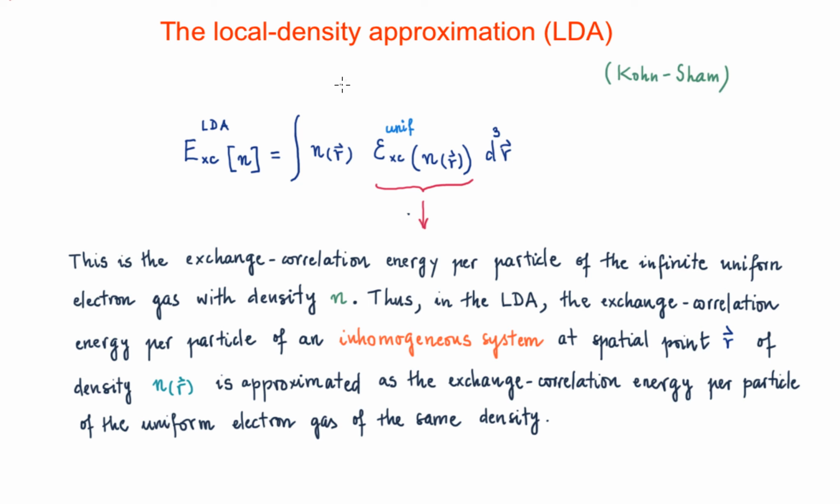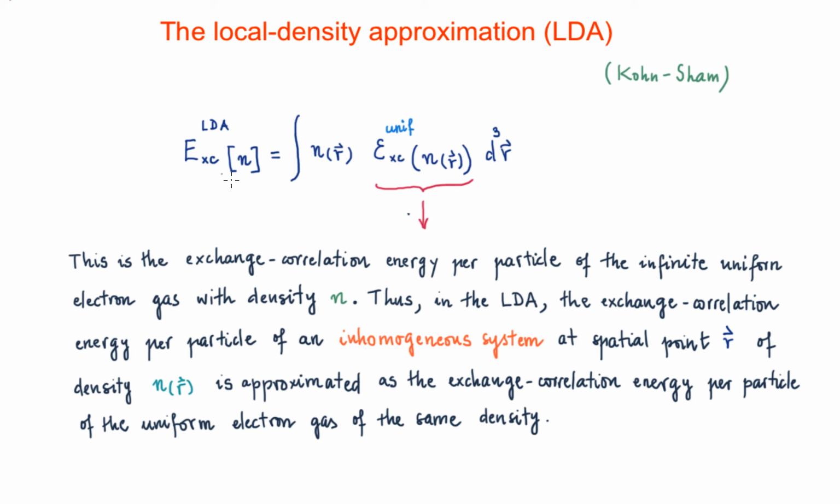We are presenting the simplest approximation for the exchange and correlation energy. This is called the local density approximation, or LDA, and it was proposed by Kohn-Sham in order to implement their method. Actually, at the beginning, they didn't think it could be useful at all because the approximation is quite crude. However, it is used nowadays in different ab initio calculations.